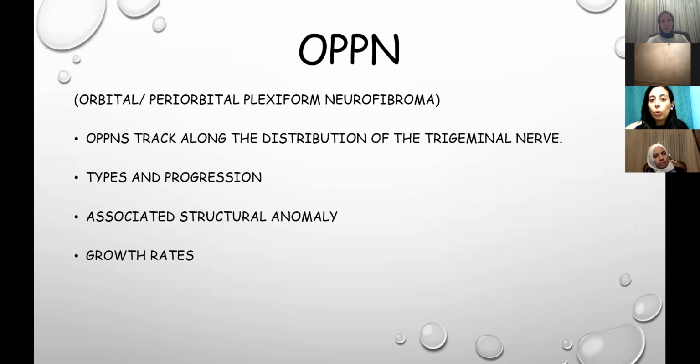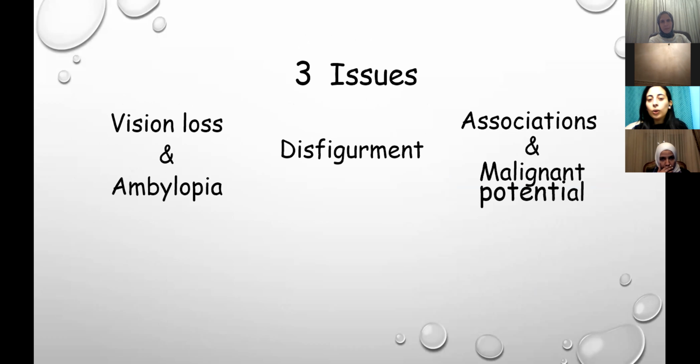The growth rate is more in childhood, and it becomes minimal in adolescence and adulthood. So in this girl, we have 3 issues: the amblyopia in the affected eye and the vision loss.